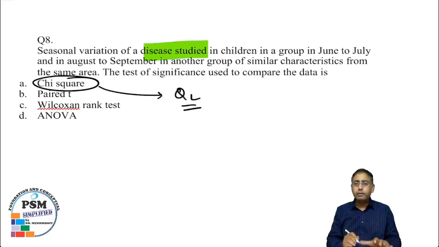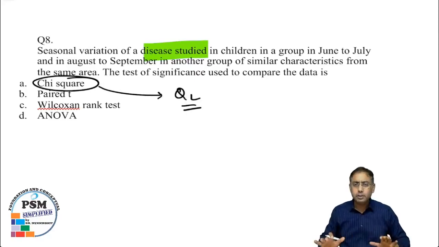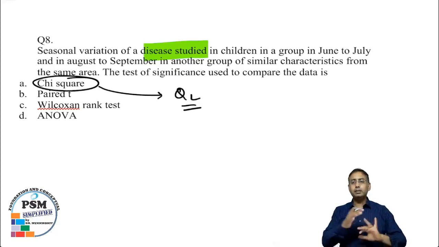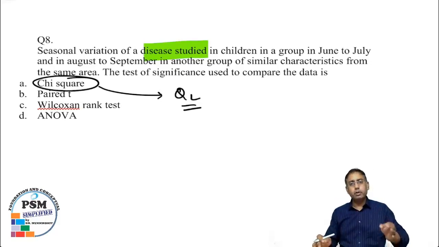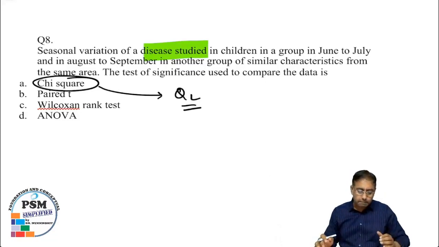So for qualitative data, two groups, I told you 99% people will ask you about paired t-test, unpaired t-test or chi-square. So here we are in your AIIMS exam. We got this question on chi-square test.